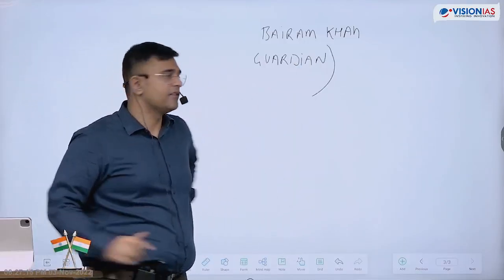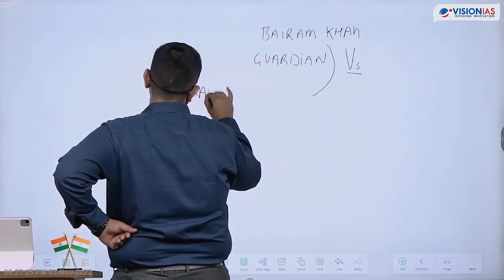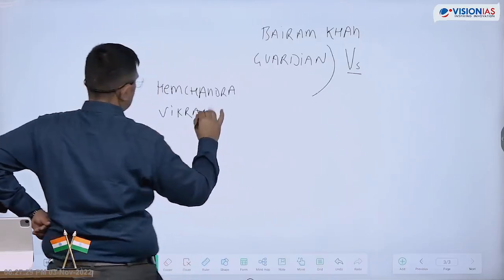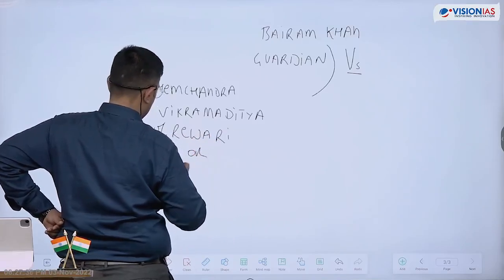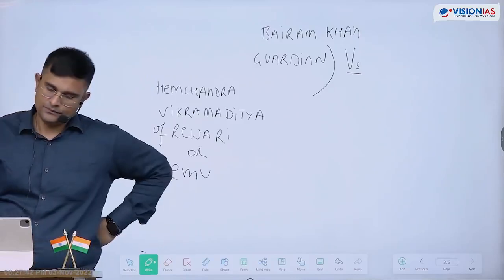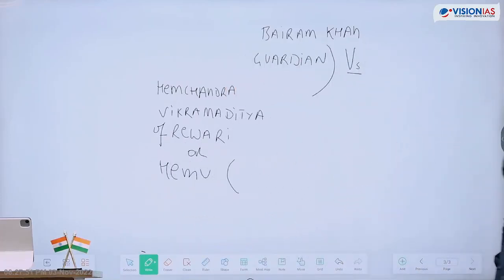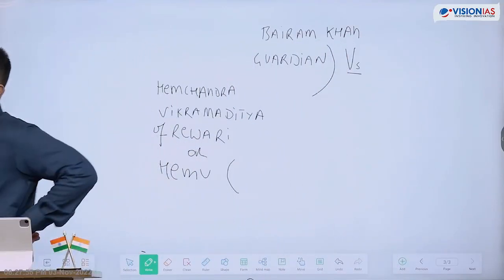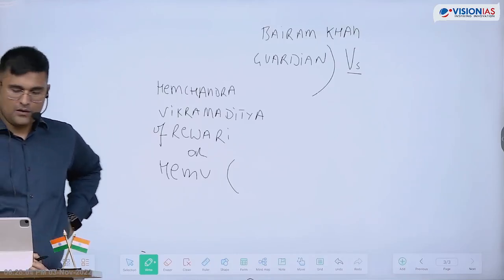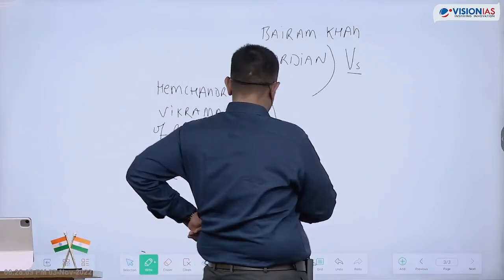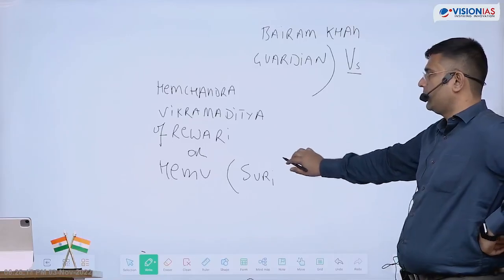Guardian of Akbar 5605 versus Hemchandra Vikramaditya of Rewari or Hemu, in brackets, the most important minister and military general of Suri dynasty, brackets closed.